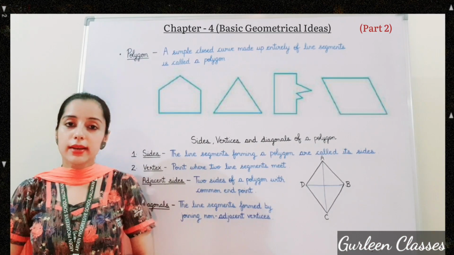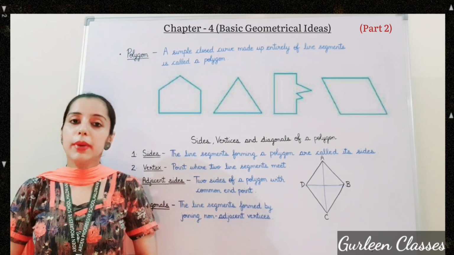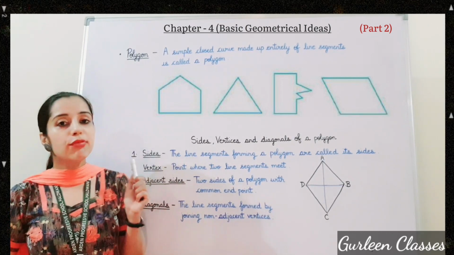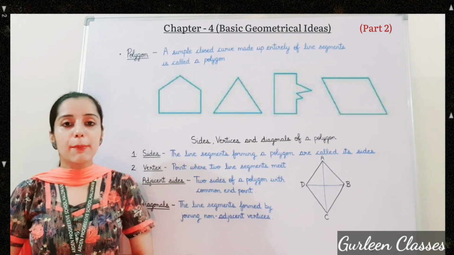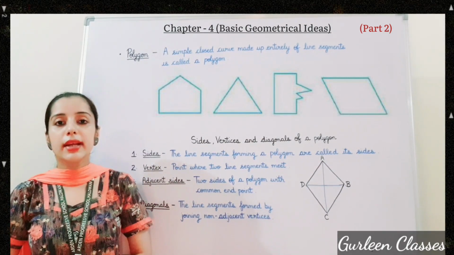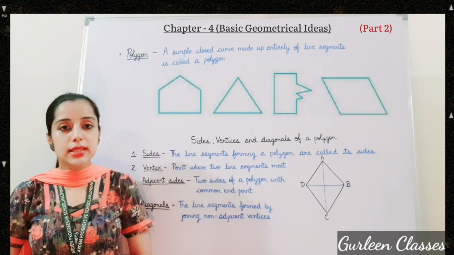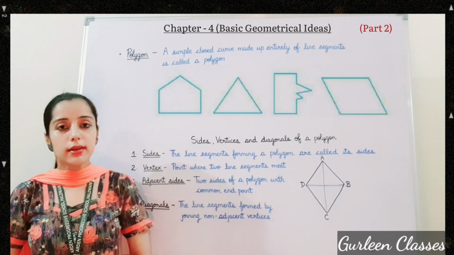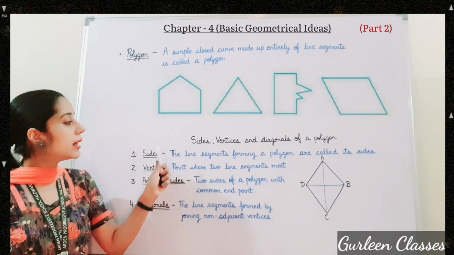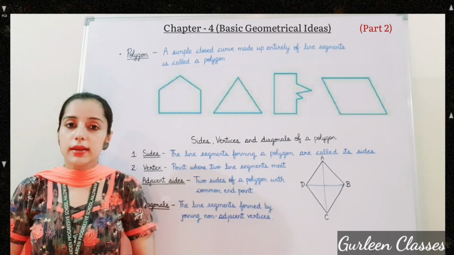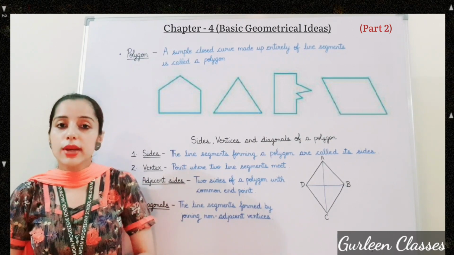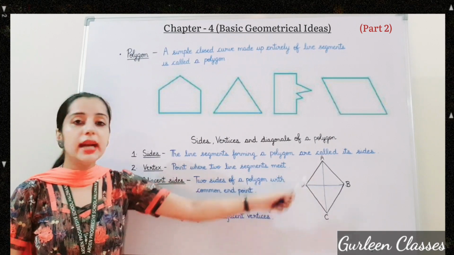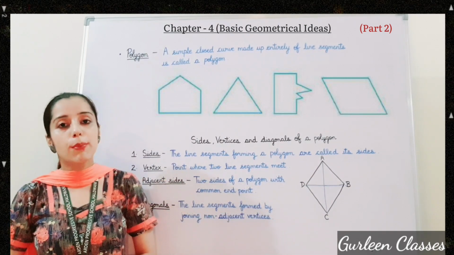Next topic, polygon. A simple closed curve made up entirely of line segments is called a polygon. In the figures you can see, they are examples of polygons as they are made up entirely of line segments. Next topic, sides, vertices and diagonals of a polygon. Number one, sides. The line segments forming a polygon are called its sides. So in the figure you can see AB, BC, CD and DA. They are the sides of a polygon.